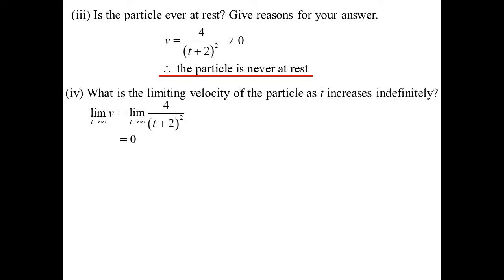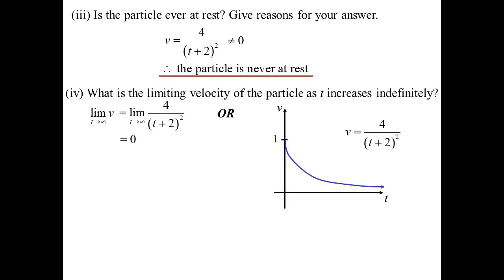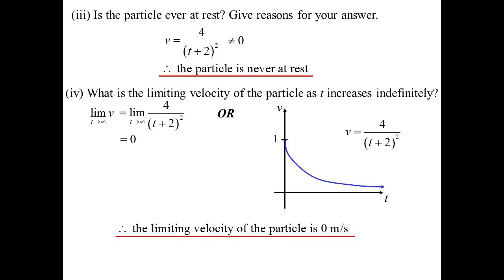Of course, another way you could do it, you could think of the graph. What is 4 on t plus 2 all squared? Well, it's a hyperbolic function. It would look something like that. And we can see from the graph, as t is approaching infinity, it's getting closer and closer to 0. We've got an asymptote there at the axis. So you might prefer to solve it that way. However you do it, there's our limiting velocity. It's 0 metres per second.